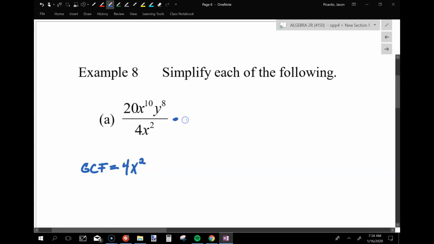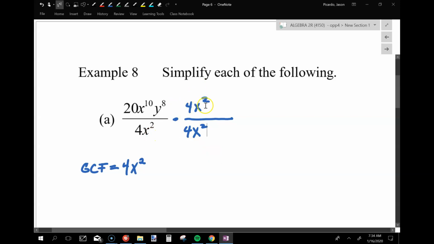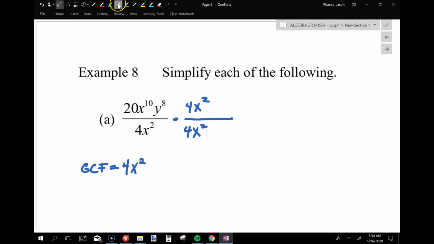So what I'm going to do is take this fraction and write 4x squared over 4x squared, right? And I'm going to ask myself, what do I need to multiply 4x squared by to go back to this? Well, 4 times what gives me 20? A 5.